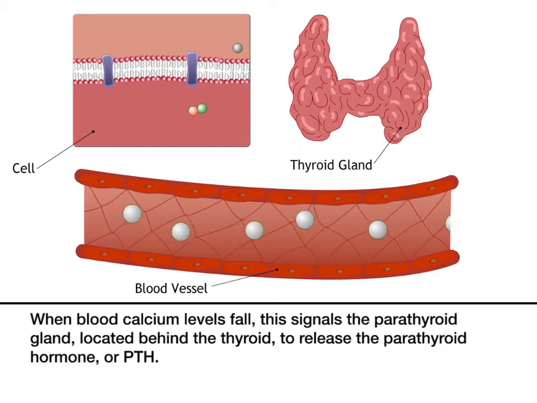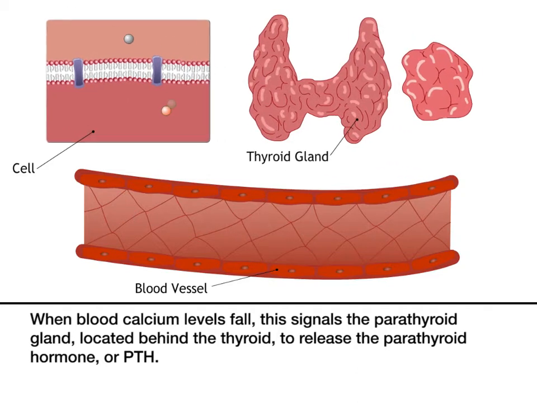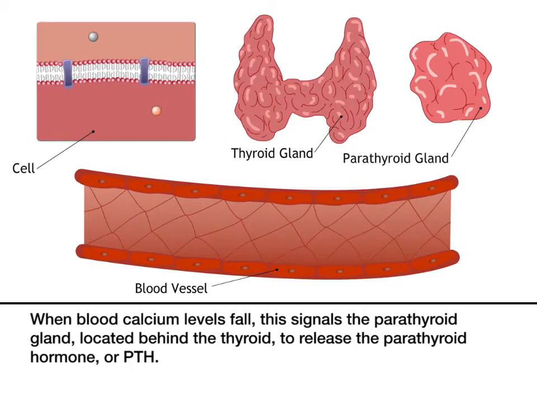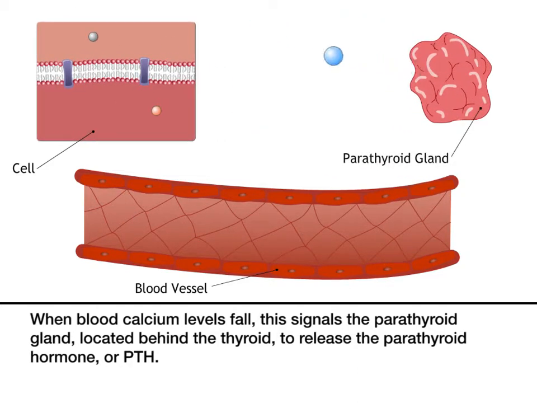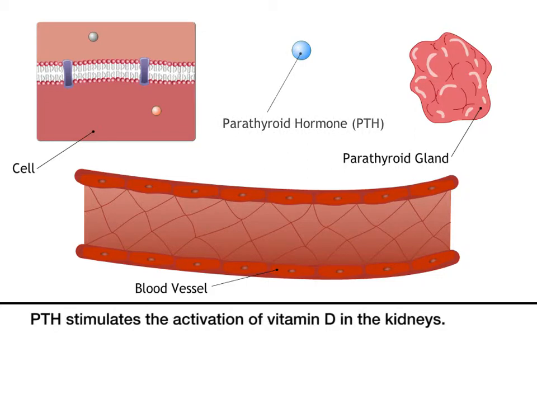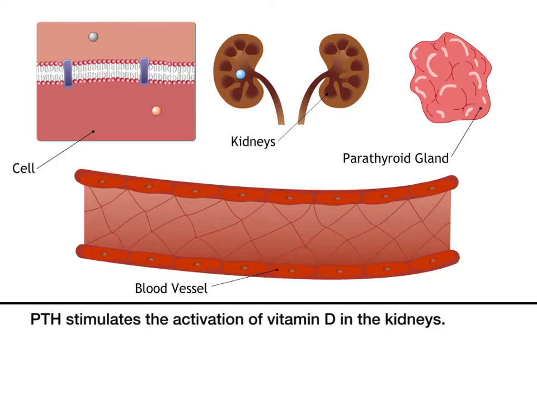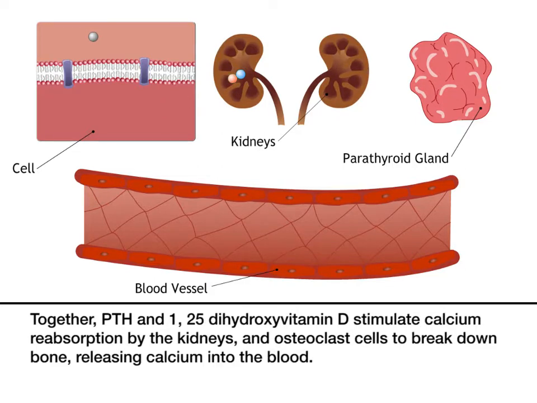When blood calcium levels fall, this signals the parathyroid gland, located behind the thyroid, to release the parathyroid hormone, or PTH. PTH stimulates the activation of vitamin D in the kidneys. Together, PTH and 1,25-dihydroxyvitamin D stimulate calcium reabsorption by the kidneys and osteoclast cells to break down bone, releasing calcium into the blood.